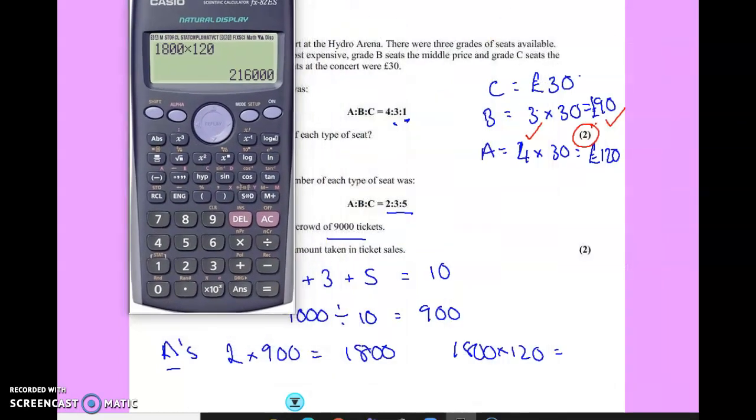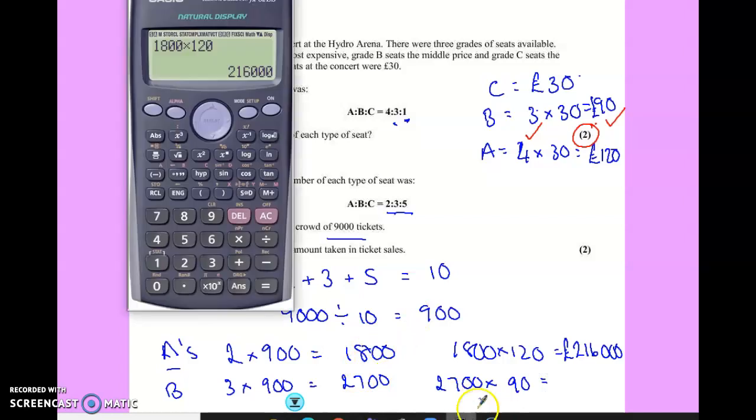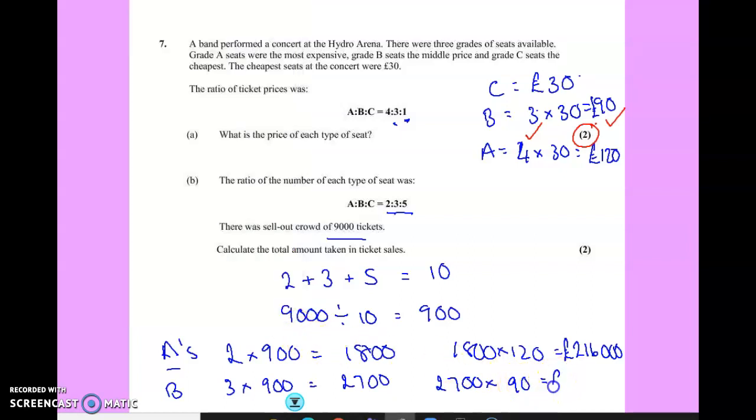Which is 216,000. The Bs are 3 lots of 900, 2,700. Each ticket at B costs £90. Times that up, I've come for the wrong calculator again. Which is 243,000.